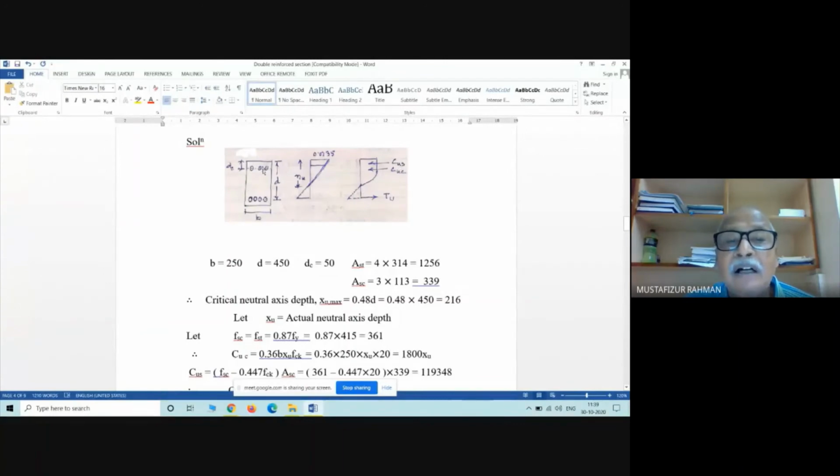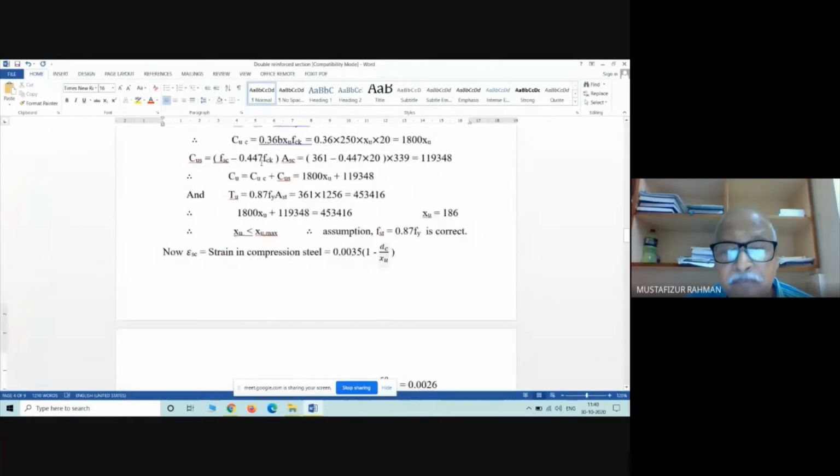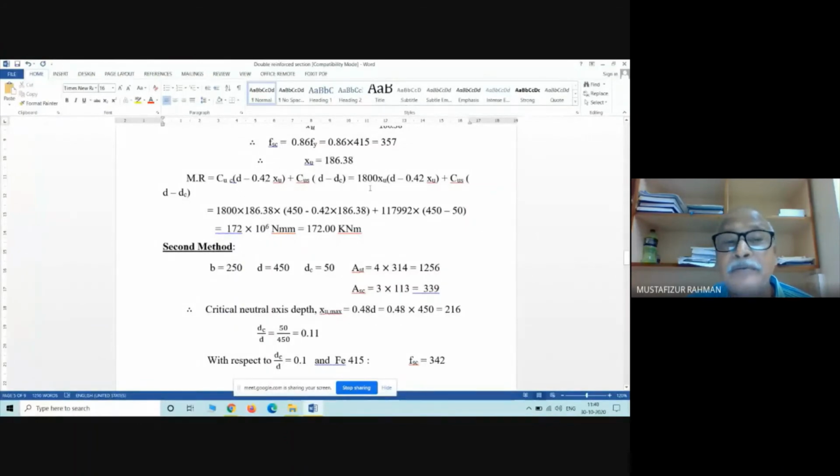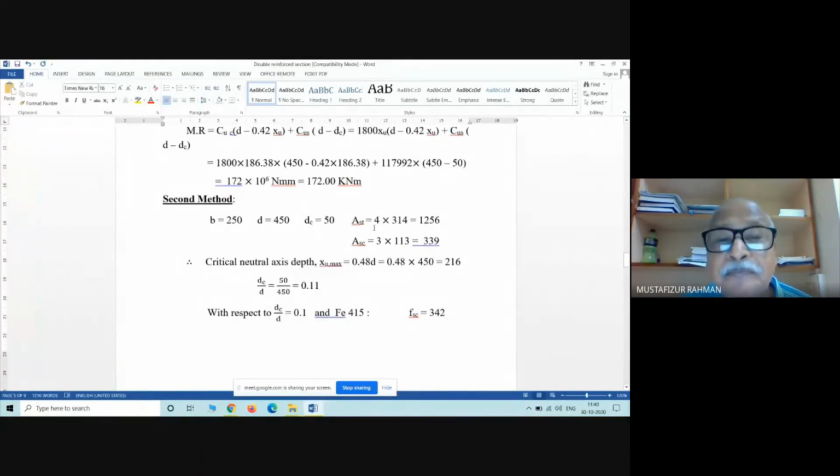Now this is with respect to Cus into d minus dc. Cus acts on this, so we require a lever arm, from here to here. It is the effective depth minus the effective cover for compression. So 1800 into 186.38 into 450 minus 0.42 into 186. Ultimately we got this much kilonewton meter.